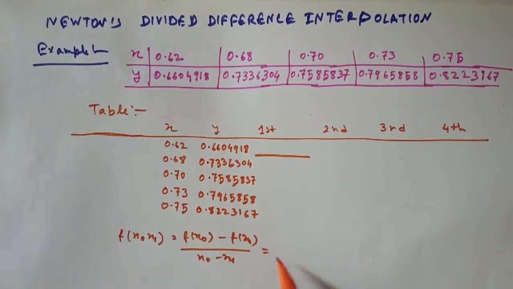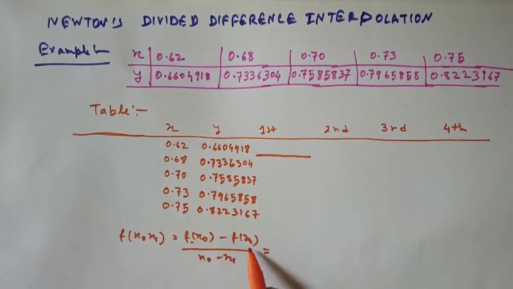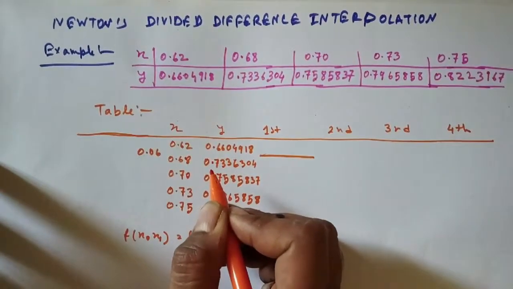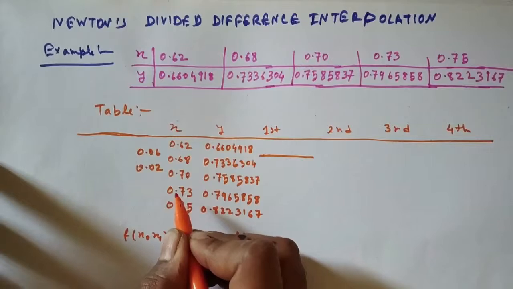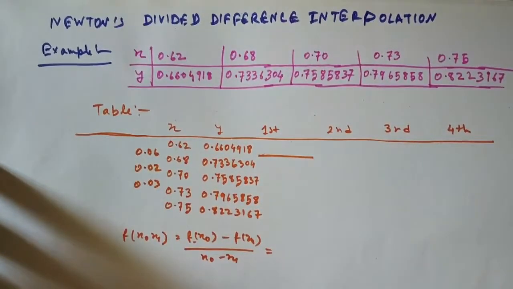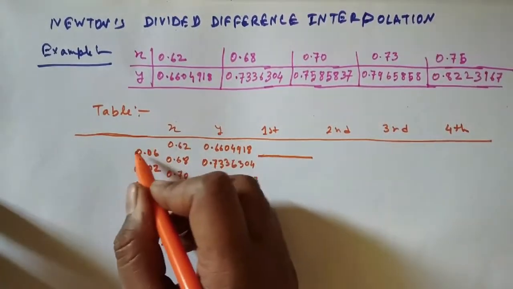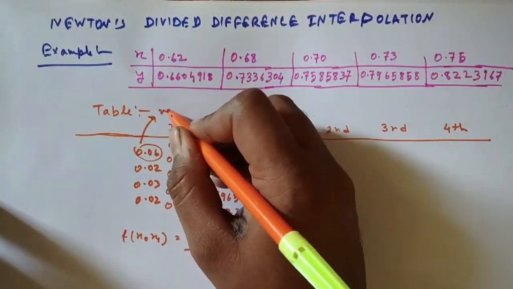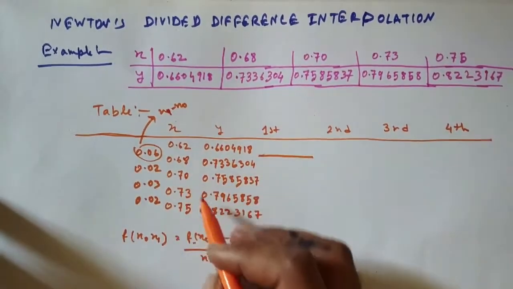Okay, now let's see the denominator. Let's find out all the denominators because we need to find all the first order divided difference functions. So we need all the denominators. So write down all the denominators. So these are the denominators. Now this is the denominator of the first order difference formula, x1 minus x0.